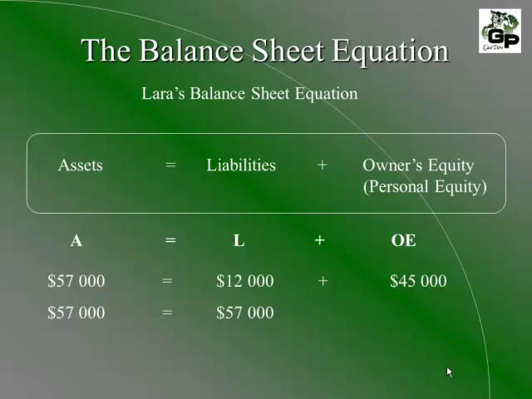Here are some numbers that you can take a look at in order to get used to the equation. In the first example, we have $57,000 of assets, and we have liabilities of $12,000. That gives us a remaining owner's equity of $45,000. Now, because this is an equation, the left side must always equal the right side. So, the left side are the assets, $57,000. The right side are the liabilities plus the owner's equity. So $12,000 plus $45,000 gives us $57,000. And because it's an equation, both sides are equal.